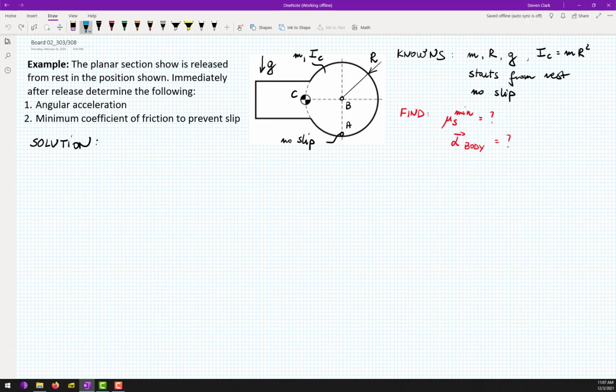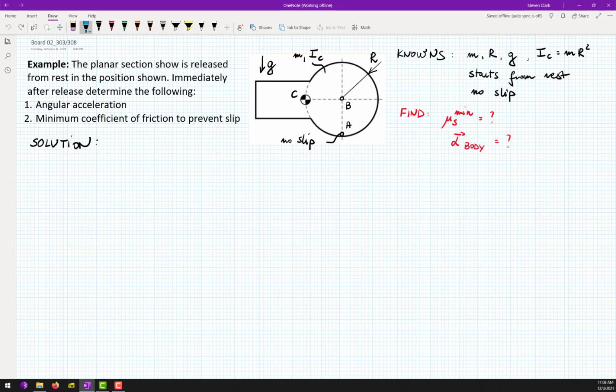Plus, I think that they told us implicitly that there is no slip at point A. It is not stated in the problem statement, but I think that they require us to assume it, otherwise it won't make any sense. Anyway, we will assume it. And one more thing, things start from rest, so that's already good. They ask us in part A to find alpha of the body, and then in part B to find the minimal coefficient of friction to prevent slip. Okay, let's start our solution.